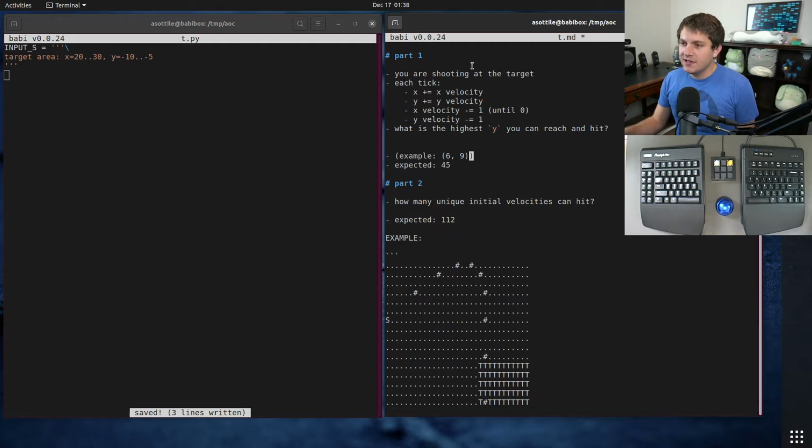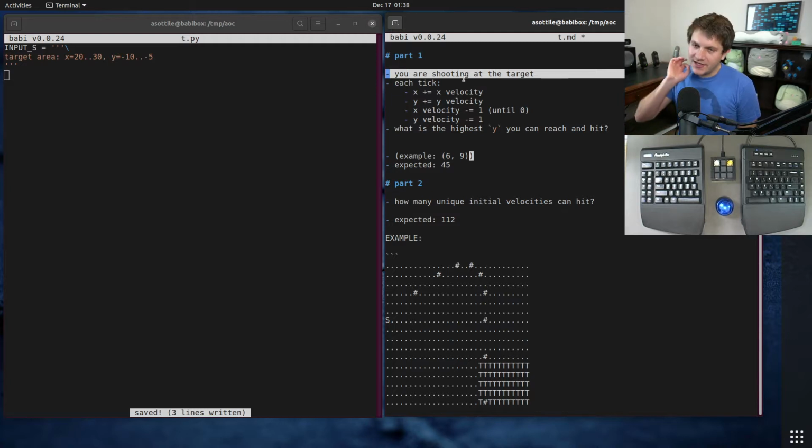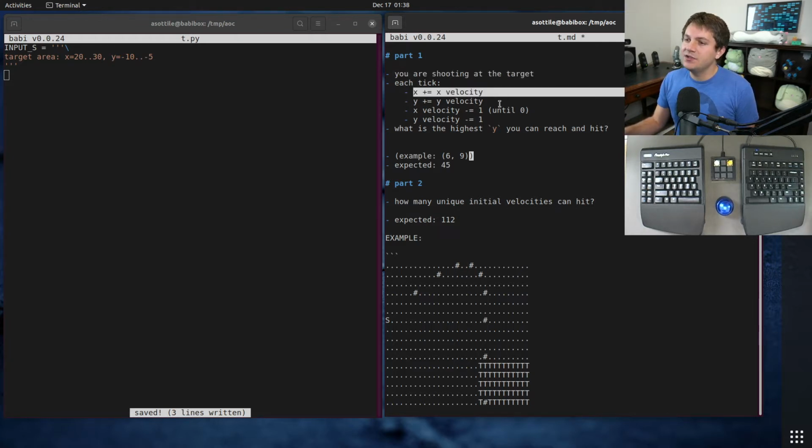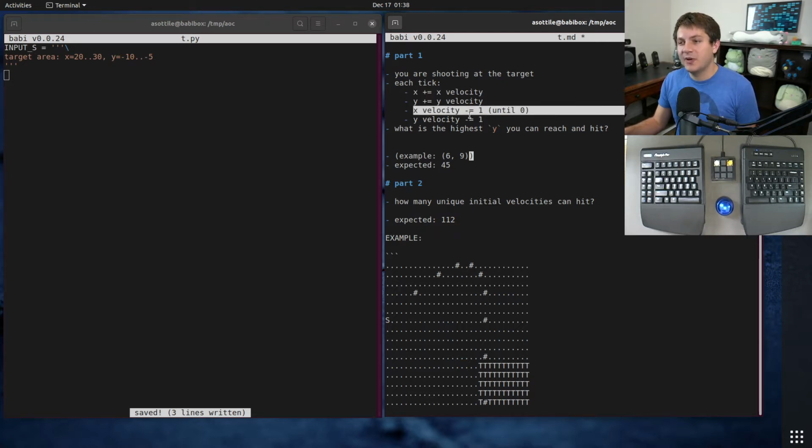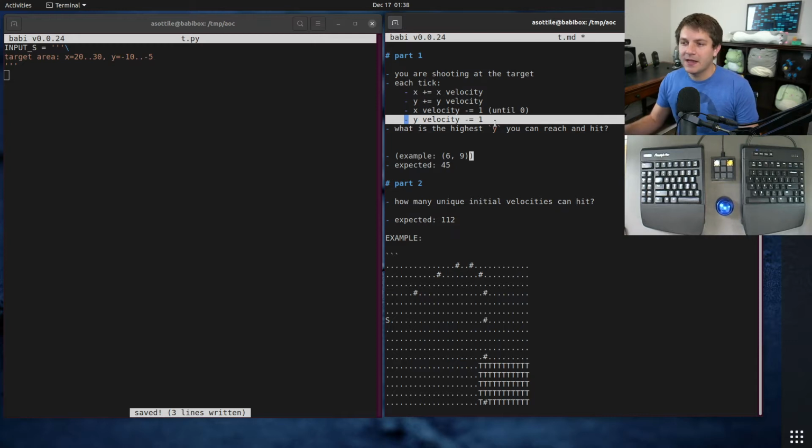So the problem says that you are shooting at a target. You start at the position 0, 0. And you have some initial velocity, which is not given. And each tick, you are going to add your x velocity and y velocity to both of your positions. And then you adjust your x velocity towards 0 by 1 with drag. And y velocity decreases by 1 due to gravity. And this is just kind of the rules of this system.